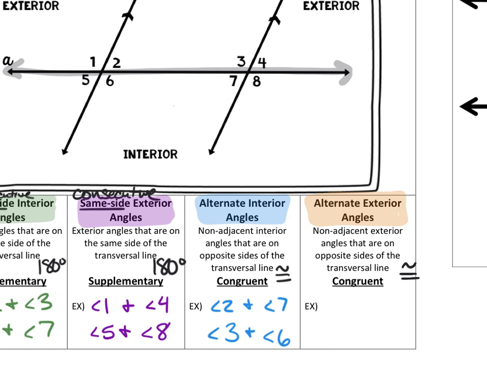Let's talk and make sure we can see which ones are alternate exterior angles. If I'm looking at angle 1, angle 1 is on the outside of my image, outside of the parallel lines. We want the angle that is the alternate exterior. 8, very good, because it's on the other side of the transversal and on the outside, here and here. Let's switch which one we're looking at. If we're looking at angle 5, which angle is alternate exterior? 4, very good. So those are alternate exterior angles.